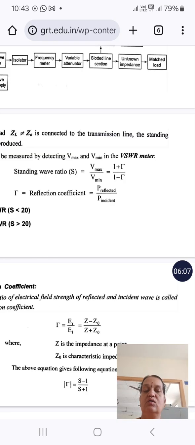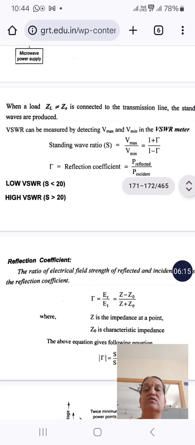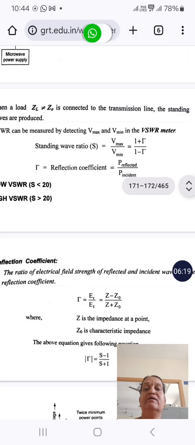Those impedances are called the load impedance and the input impedance. If they are not properly matched, then the waveform gets reflected back. So the VSWR can be measured by detecting the Vmax and Vmin in the VSWR meter.